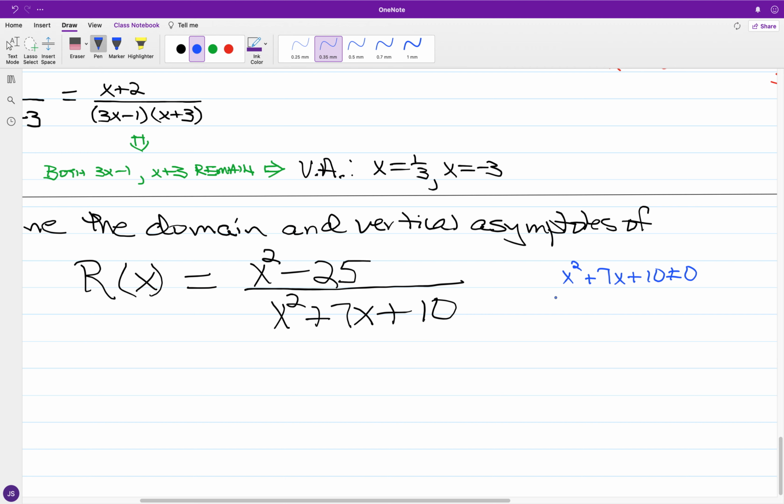And with the factors of x squared plus 7x plus 10, we have x plus 5 as well as x plus 2. So if x plus 5 cannot be 0, then x cannot be negative 5. As for x plus 2, since that is not allowed to be 0, x cannot be negative 2. So we have, once again, two exclusions from the domain.